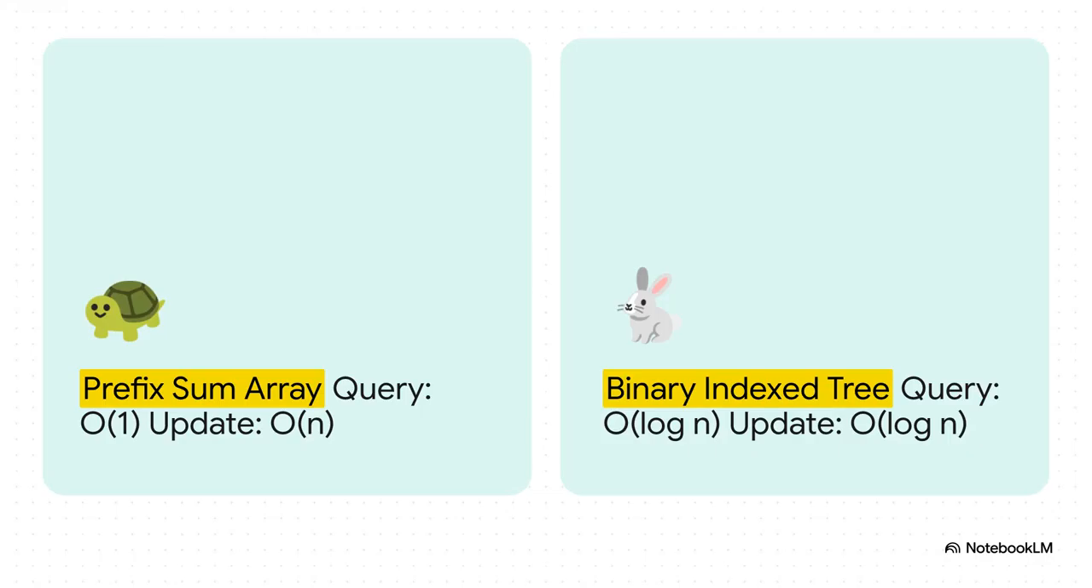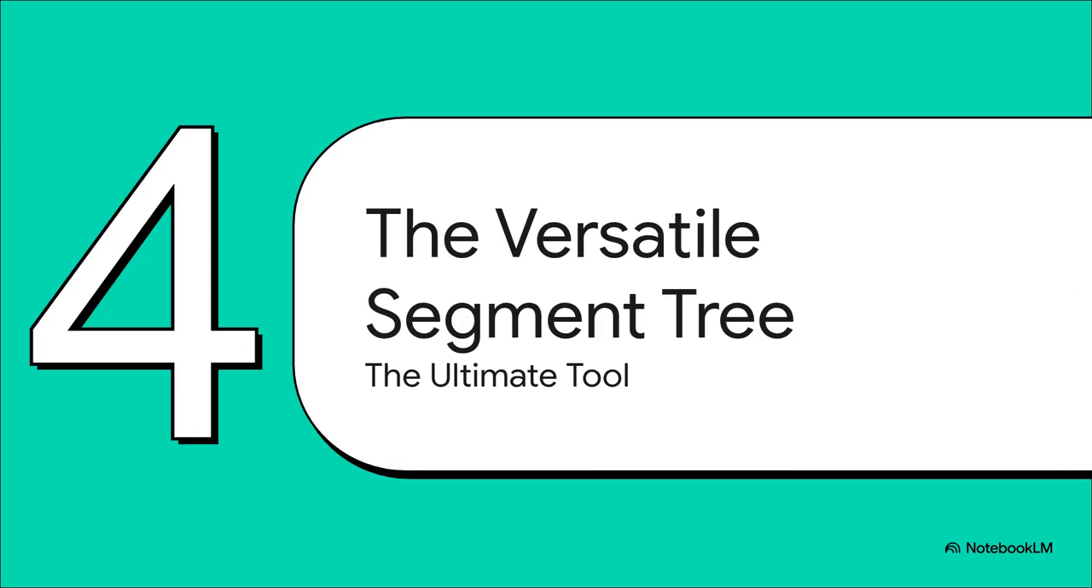See, it all comes down to a trade-off, right? With our old prefix sum array, a single update means we have to rebuild the entire thing. That's an O(n) disaster. But the binary index tree finds this beautiful balance. Both queries and updates take just O(log n) time. And that is the absolute sweet spot for dynamic problems where you need to do both of those things all the time.